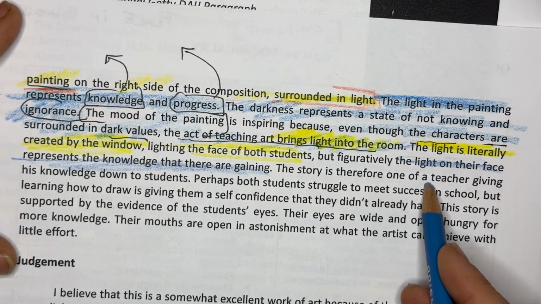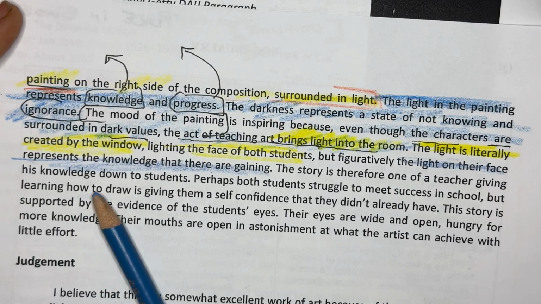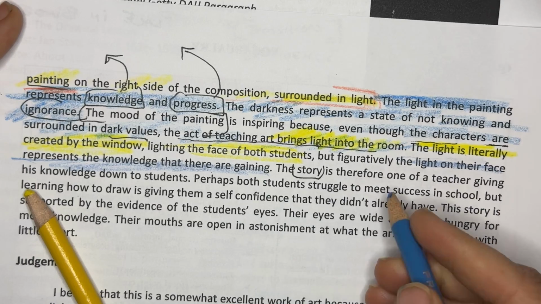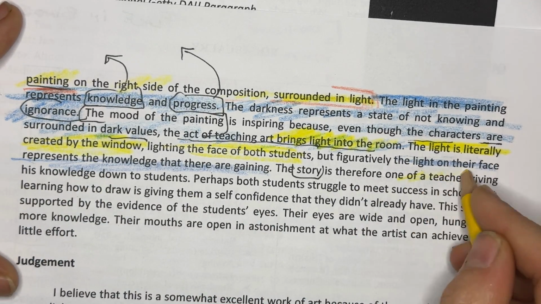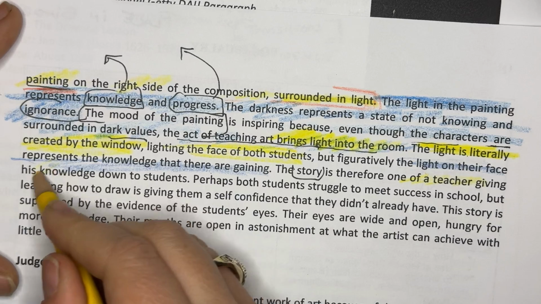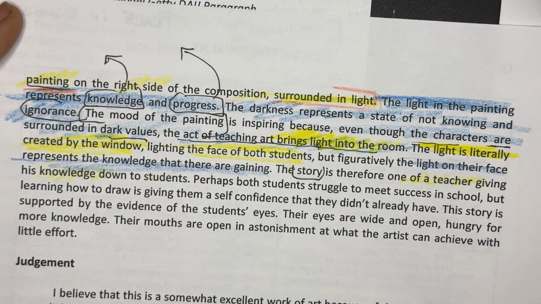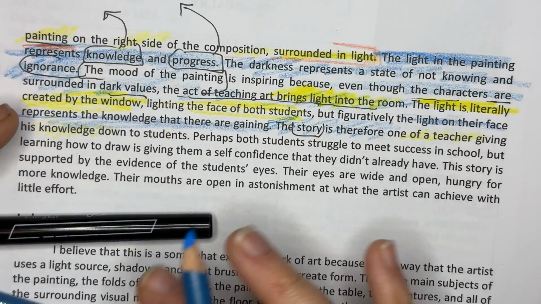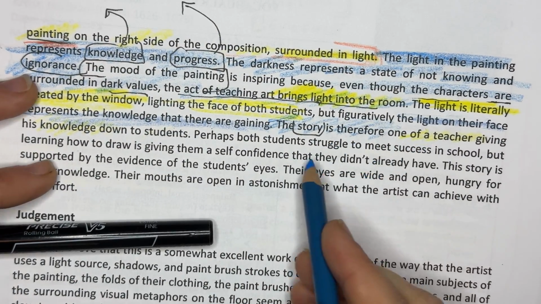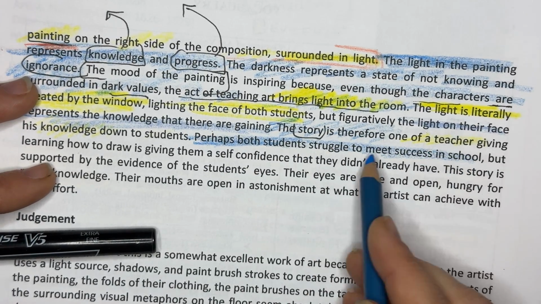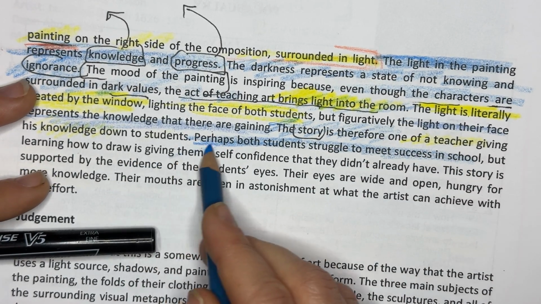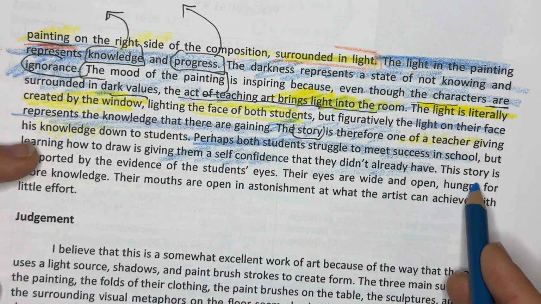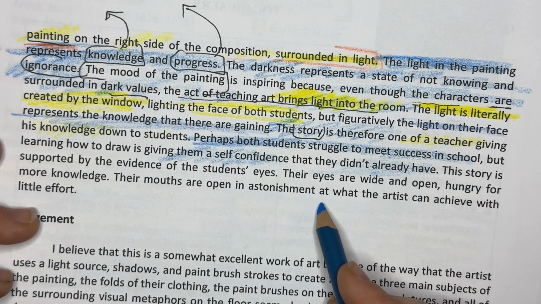The story is therefore one of a teacher. So we're talking about narrative here. Is one of a teacher giving knowledge down to his students. So I don't agree with this word down, but giving knowledge. That is the story, that still is an opinion, but it's very factual. Like that's kind of what we're seeing, so it's murky. Perhaps both students struggle to meet success in school, but learning how to draw is giving them self-confidence that they didn't already have. All opinion, this is all interpretation. This story is supported by the evidence of the students' eyes.